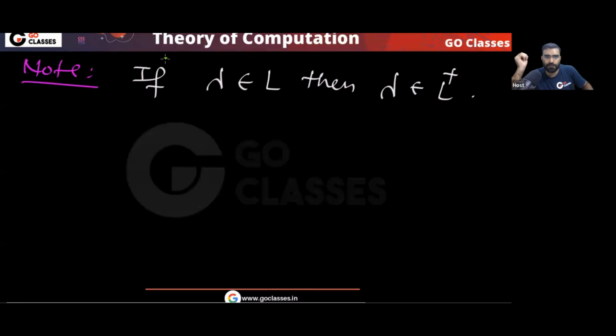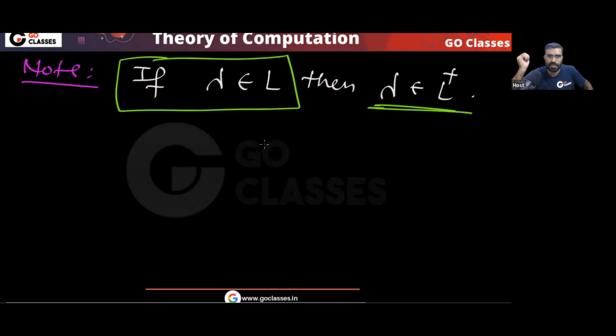Please tell me, if lambda belongs to L, then can I say lambda belongs to L plus? This statement is true. Let's see the proof. The proof is like this.